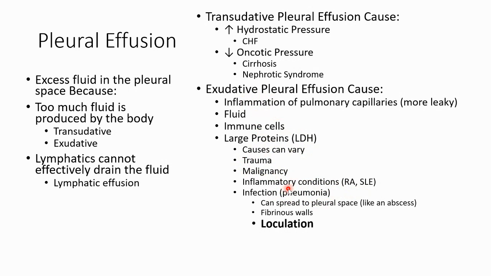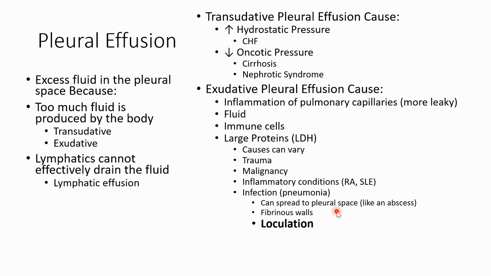when the fluid gets drained, it has these inflammatory and infection cells in it, and so it becomes an exudative. It's an exudative pleural effusion. So common causes of that: malignancy, infection, pneumonia. Can spread to the pleural space like an abscess.